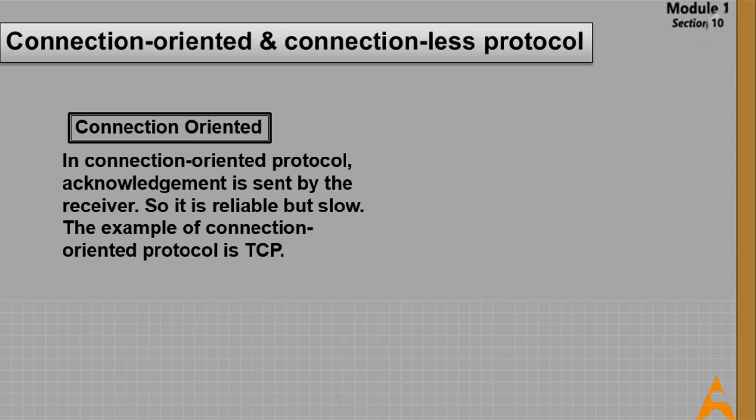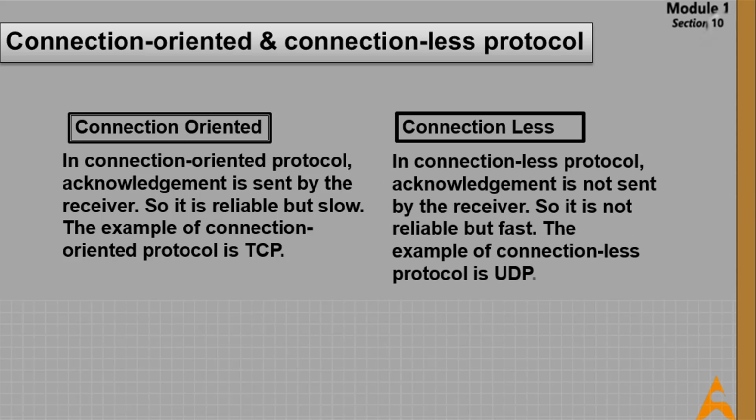Now let's have a look at connection-oriented and connection-less protocols. In a connection-oriented protocol, acknowledgement is sent by the receiver. So it is reliable but slow. The example of a connection-oriented protocol is TCP. But in a connection-less protocol, acknowledgement is not sent by the receiver. So it is not reliable but fast. The example of a connection-less protocol is UDP.